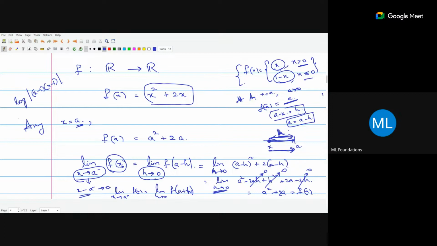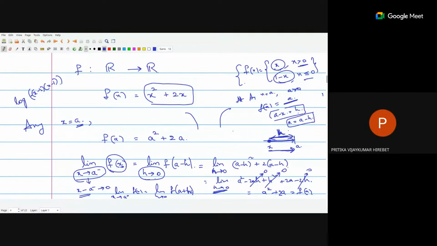Sorry, not the mod. This one, without mod. So log of x minus 3 into x minus 1. If you try to plot this particular graph in Desmos, it will show you only in some intervals. In some intervals, the function itself is not defined. So maybe you might see a graph like this, something like this. Take minus of this.